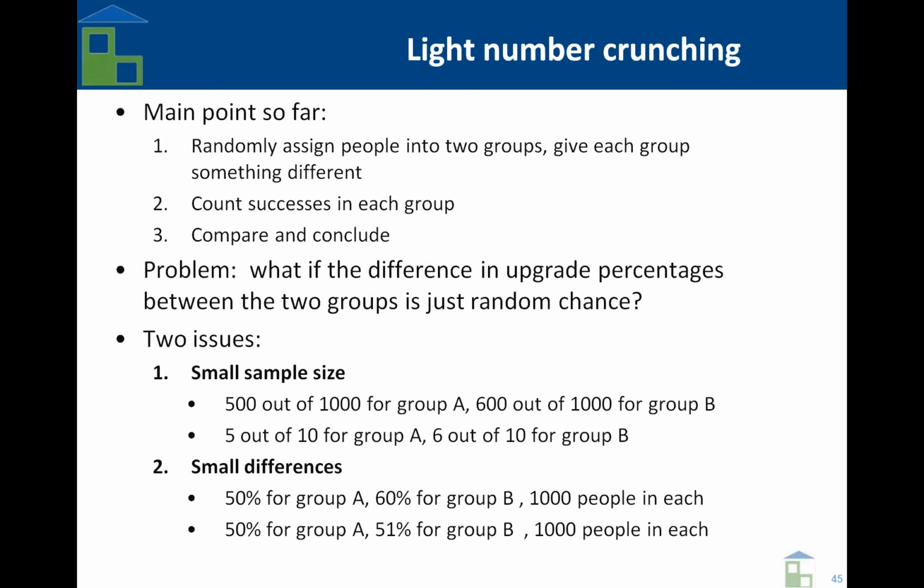So the second related issue is that, given a sample size, let's say a sample size of 1,000 people, we also want to look at the difference in percentages. Like the example above with 1,000 people in each group, a 10% difference seems pretty convincing that program B was better. But if I told you that the difference was only 1%, in that case it starts to become a little less clear.